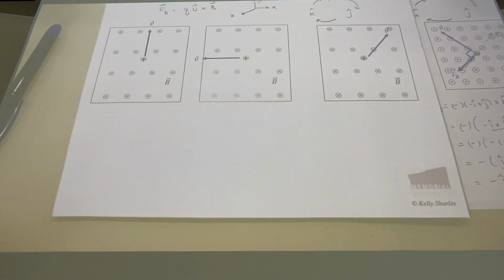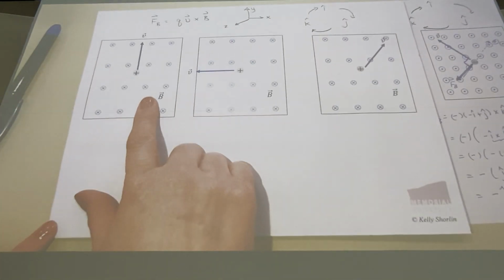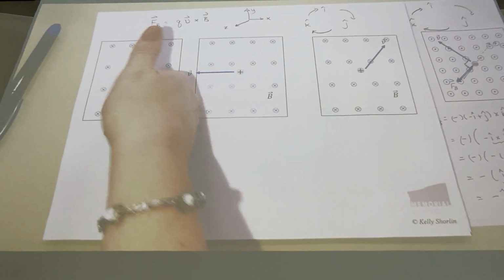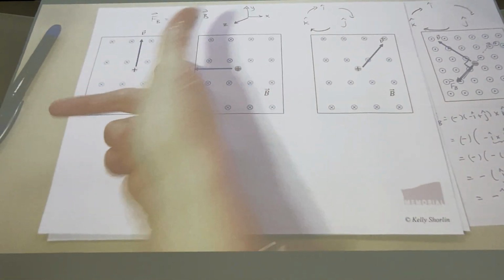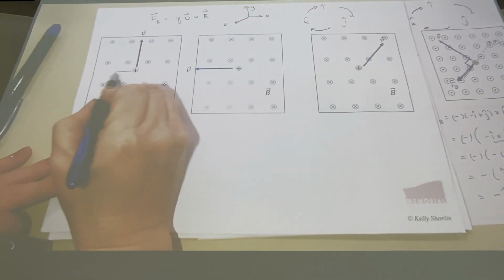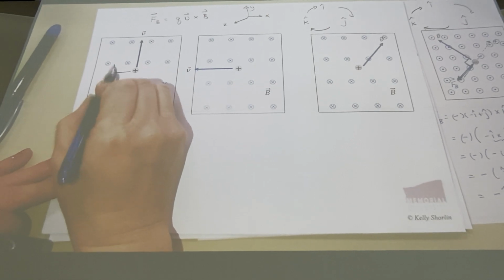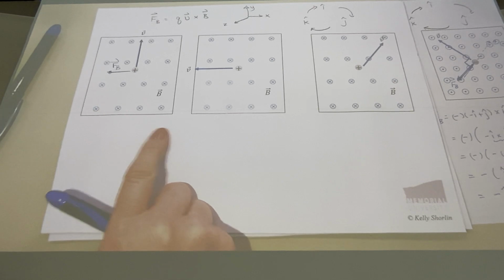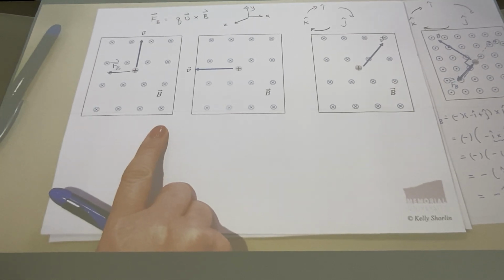Okay, for this one, let's look at the first one. So V is up, B is into the page, force is pointing out this way. So your thumb goes up, B is into the page, and our force comes this way. So V, B, force. There's our magnetic force. I think I won't bother with writing out the i's and j's and k's this time.